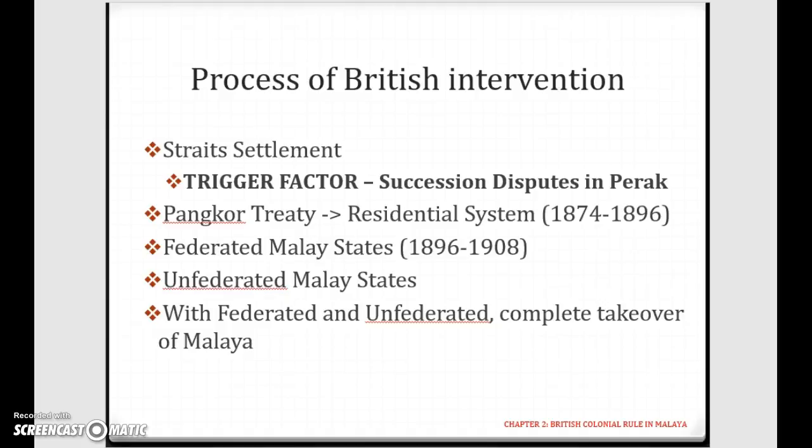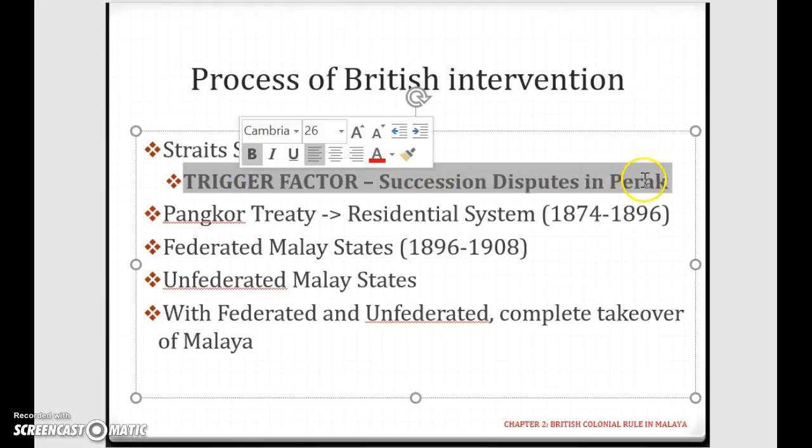But now, we have gone through the previous parts, part one. We have looked at what the reasons were why the British intervened, and one of the main reasons given is economic reasons. So as you can see down here, I put a trigger factor. What caused the British to intervene? The textbook would also consider this as the factor that caused them to want to intervene, and that is the succession disputes in Perak.